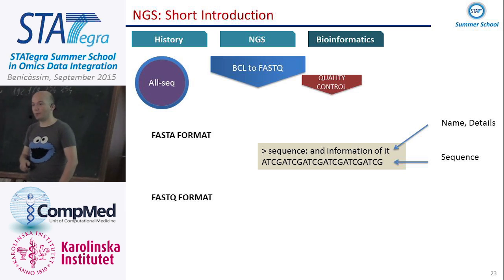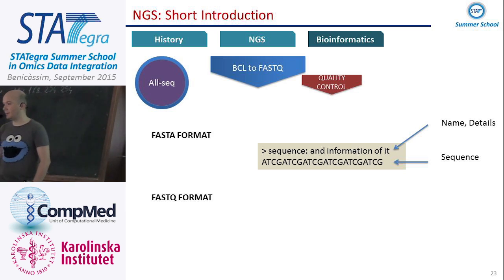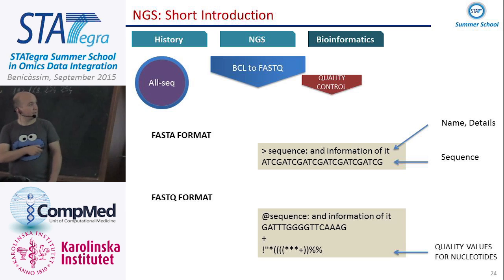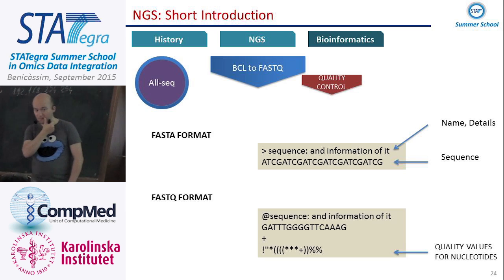Now they require us to extend it a bit more, because we will have the sequence, but we will have something more. We want to know how certain we are that this A is an A, or this T is a T, right? So then we come into the FastQ format. How many of you have seen the FastQ format before? Okay, so it still makes sense that I give some explanation.